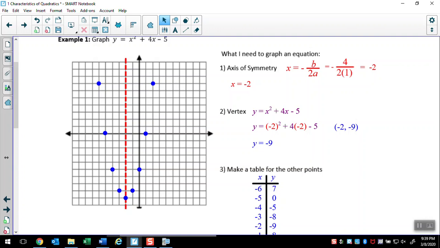And then once I've done that, I can actually graph my parabola, which would look something along these lines. Now hopefully yours is going to look a little better than mine. It's kind of hard to draw on the computer.